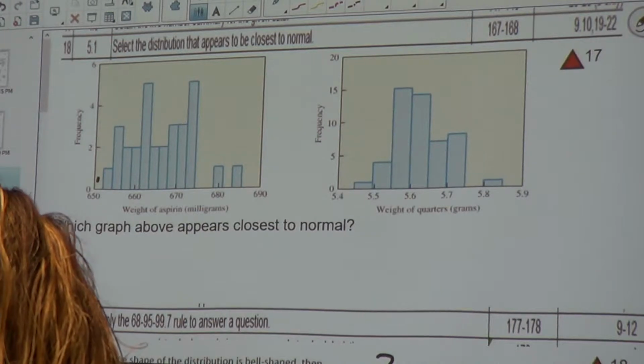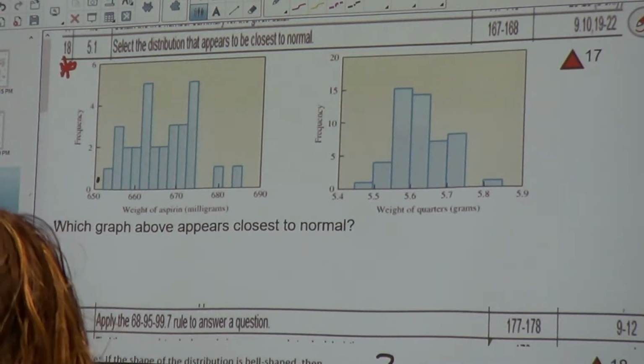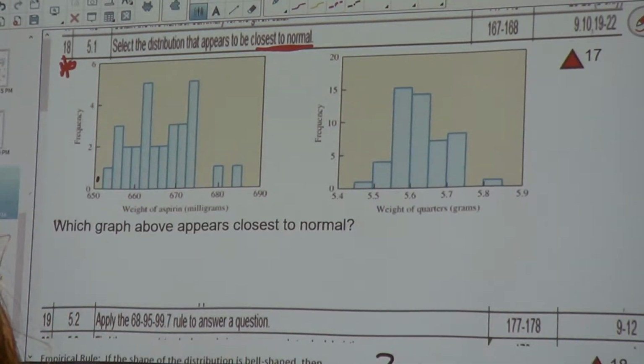Okay. Which graph, y'all? If you miss this stinking question, you better fail the class. Which one appears to be the most normal? Big.